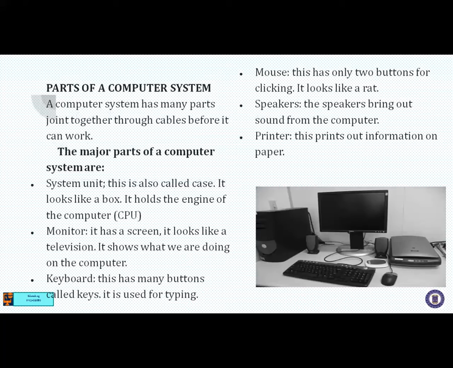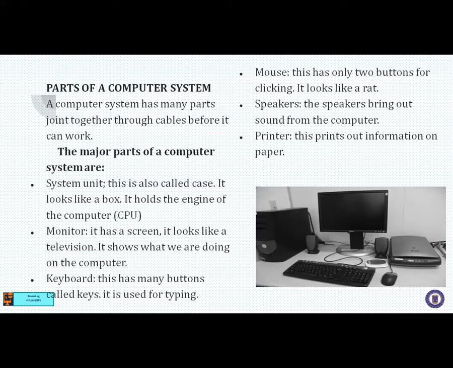When you see a computer system like this picture, the one by the right hand side of the monitor is the system unit, like a box. And inside that box is the CPU and many other parts of the computer. Then the monitor stands like a television. It actually looks like a television with a screen where we see what we are doing on the computer.